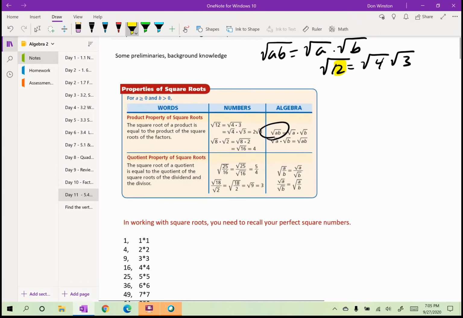And when I say perfect square numbers, I mean numbers like 1, which is a perfect square because 1 times 1 is 1. 4 is a perfect square number because 2 times 2 is 4. 9 is a perfect square number because 3 times 3 is 9. So I'm looking for perfect square numbers that are factors of what's underneath the radical. And 4 is a perfect square number, and it's a factor of 12. Now the reason we do that is because we know the square root of 4 is equal to 2. So when I simplify root 12, I get 2 root 3.